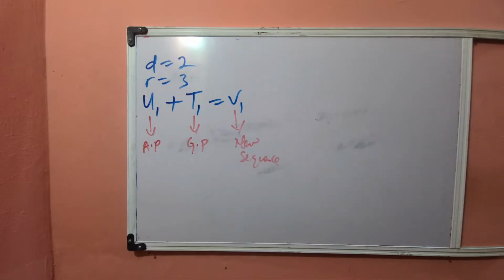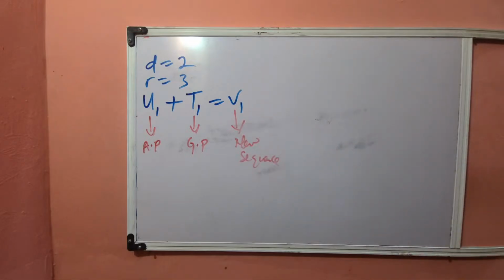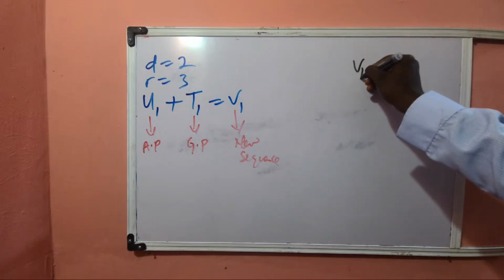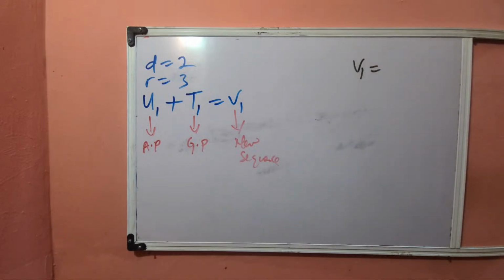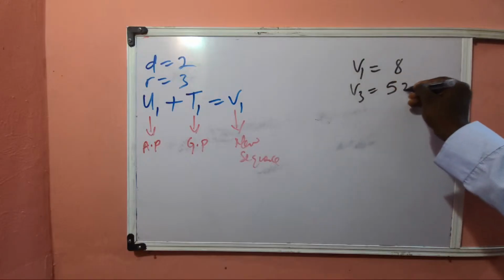All right. Now, they said the first term of this new sequence is 8. That means V1, because I'm using V to represent my new sequence. So they're telling me now that V1 was 8, and the third term of this new sequence is 52. That means V3, the third term, is 52.